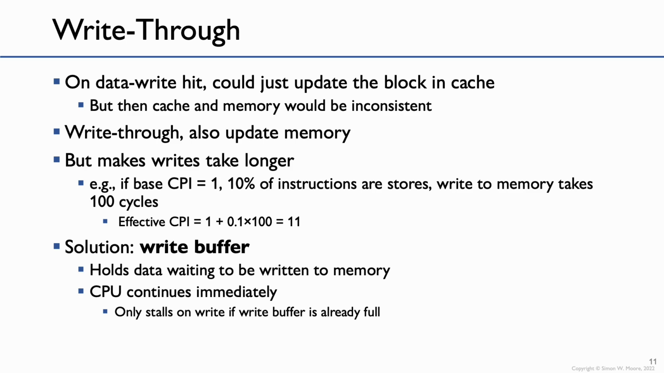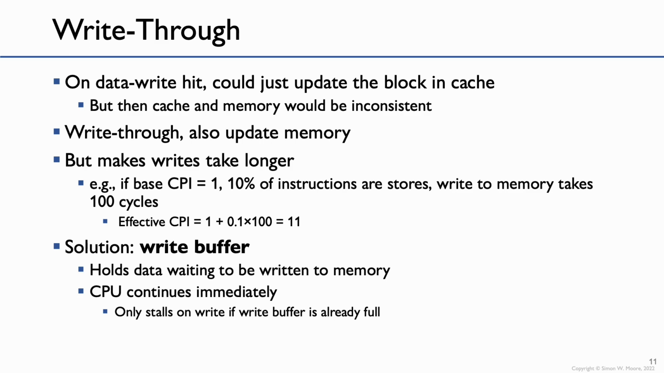And in fact, there's an example here. If our current cycles per instruction is 1, then 10% of our instructions are stalls, and a write to memory takes 100 cycles. The effective CPI would become 11, which is just ridiculous. You know, 11 clock cycles, basically 11 times slower.